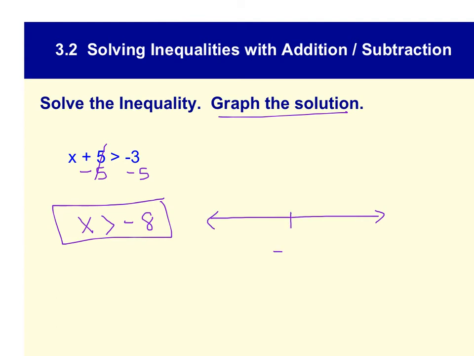Remember that -8 goes in the middle, -7 on the right and -9 on the left. Should this be an open or closed circle? It's just a greater than without that or equal to, so that is an open circle. And then x is greater than -8, so we are going to shade to the right, to the greater than side.